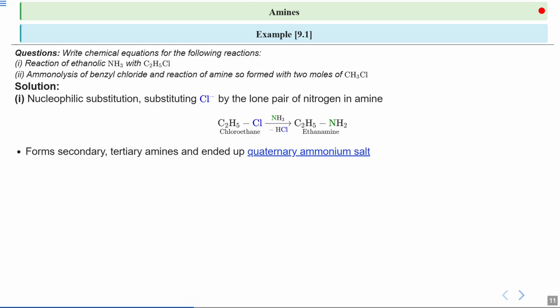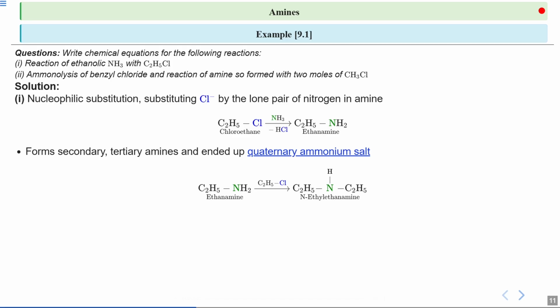Now, but the reaction doesn't stop here. This is the primary amine because nitrogen is bonded to 2 hydrogens and 1 carbon. So the primary amine which is formed, which is ethanamine, can further react with more ethyl chloride to form secondary and tertiary amines. So if the reaction continues, it can eventually lead to the formation of a quaternary ammonium salt, where the nitrogen atom will be bonded to 4 ethyl groups.